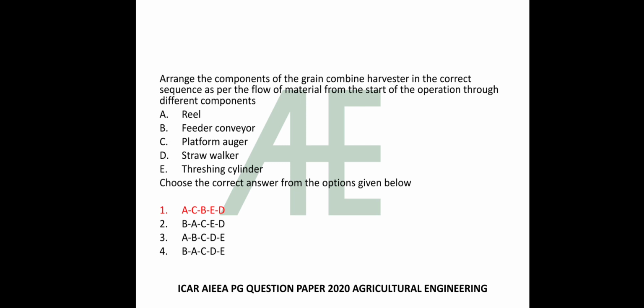Arrange the components of the grain combine harvester in the correct sequence as per the flow of material from the start of the operation through different components: reel, feeder conveyor, platform auger, straw walker, threshing cylinder. Choose the correct answer from the options given below. The correct sequence is first reel, then platform auger, then feeder conveyor, then threshing cylinder, and at the last straw walker.